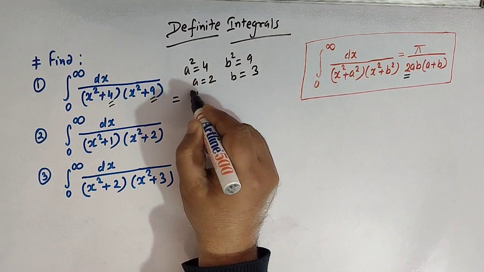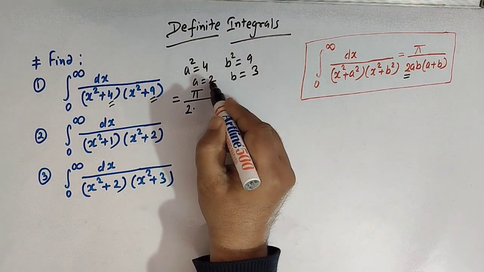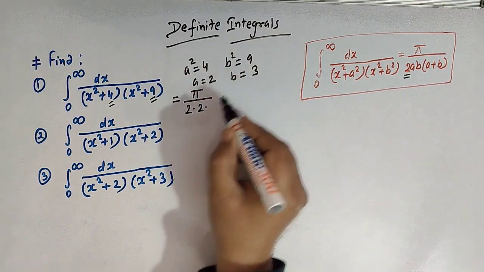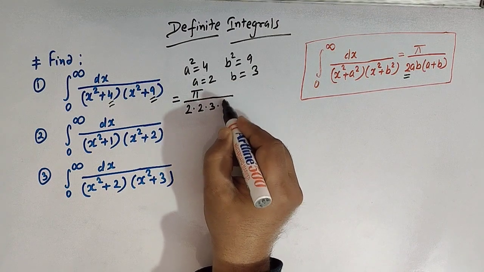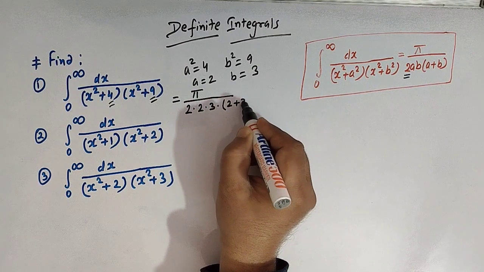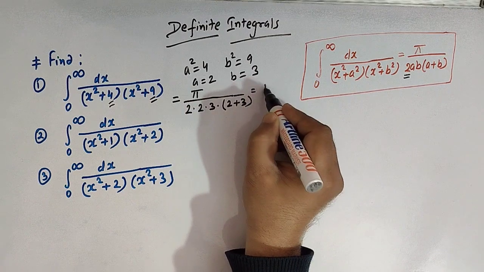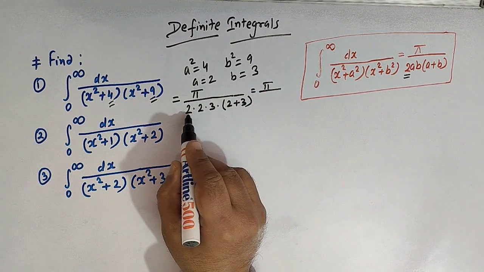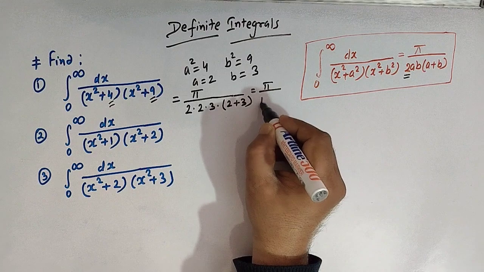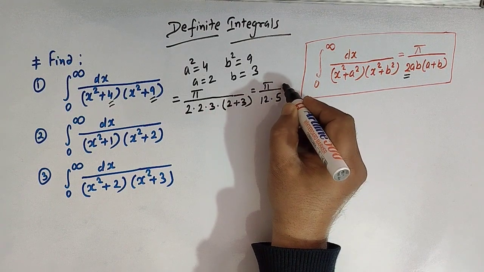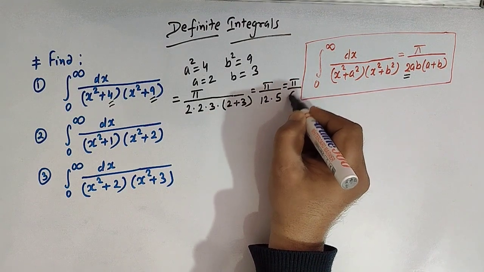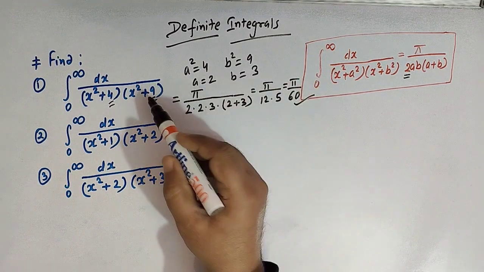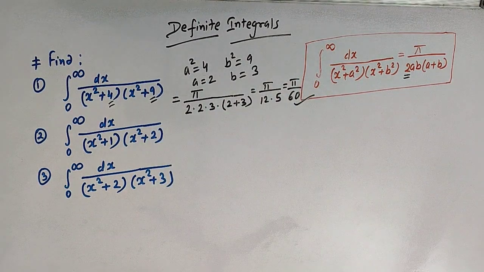So we have pi divided by 2 times a times b times the sum of a and b, that is 2 plus 3. So this is pi divided by 2 times 2 times 3, which is 12, and here we have 5, so this is pi over 60. So the value of this integral is pi divided by 60.